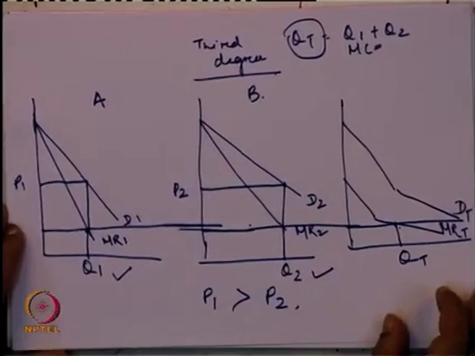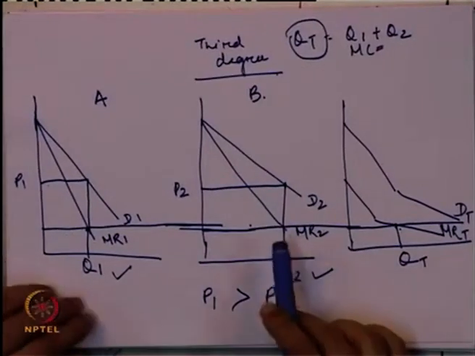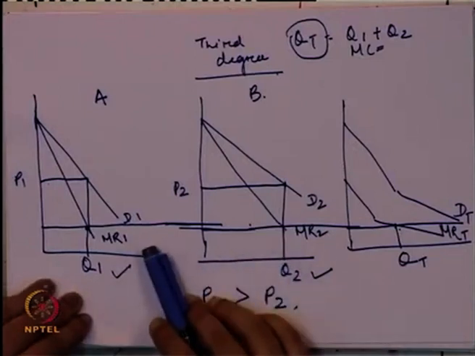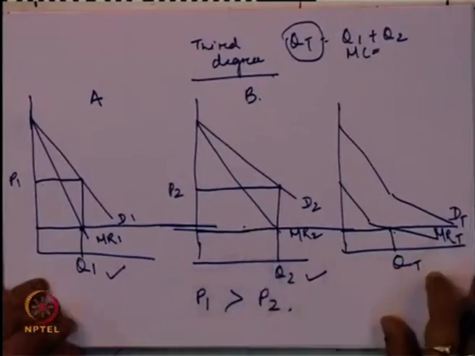And if you look here, the basis of price discrimination is elasticity of demand, and a higher price is charged in case of the inelastic market and a lower price is charged in case of the elastic market. So, the basis is again the elasticity of demand, and the producer maximizes the profit by charging a higher price in case of the inelastic market and a lower price in case of the elastic market.